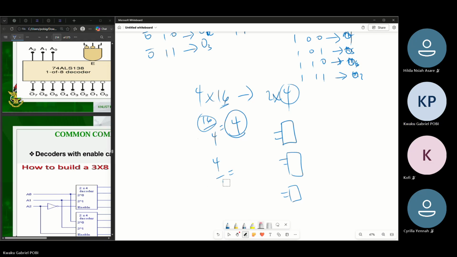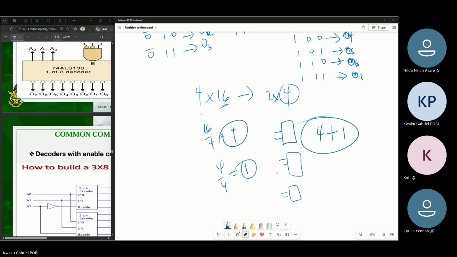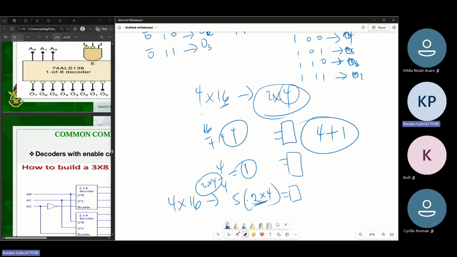So 16 divided by 4 is 4. I circle, then I come and divide 4 by 4, and I get 1. So I'll need 4 plus 1 of the 2/4 to implement this. So if I want to implement 4/16 using the 2/4, it means I'll need 5 of the 2/4 decoders to implement it. This is how we do the calculation. I think he taught that also in class.